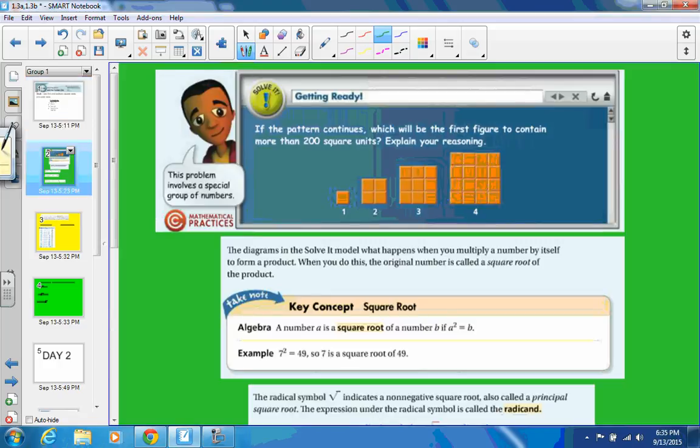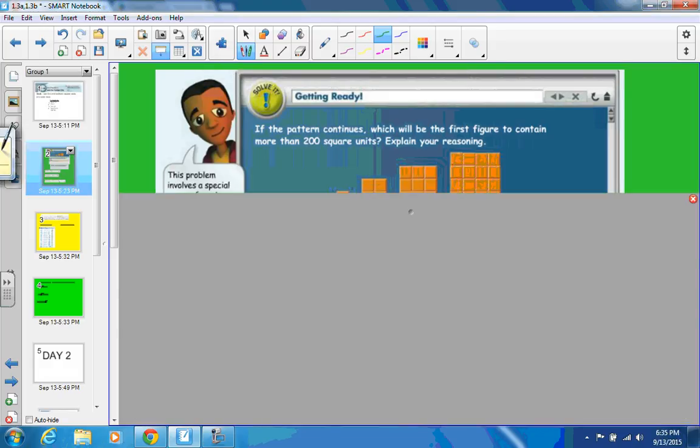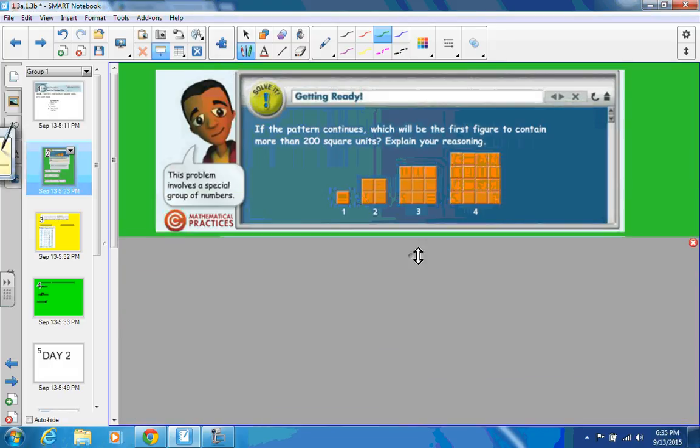All right, I wanted to start off with this little warm-up, this example here, and I'll actually block everything else off. It says, if the pattern continues, which will be the first figure to contain more than 100 squares? Now, we don't have to figure out the exact answer right now. I just wanted you to start thinking about patterns.